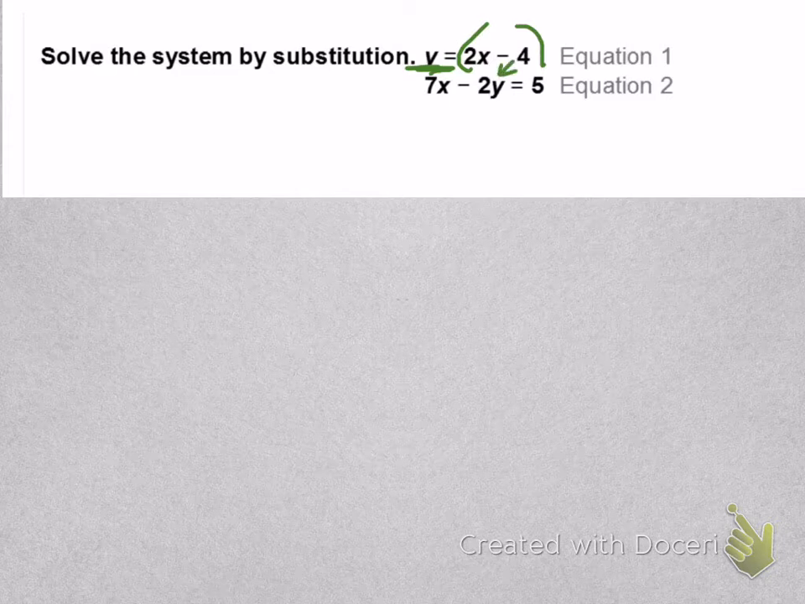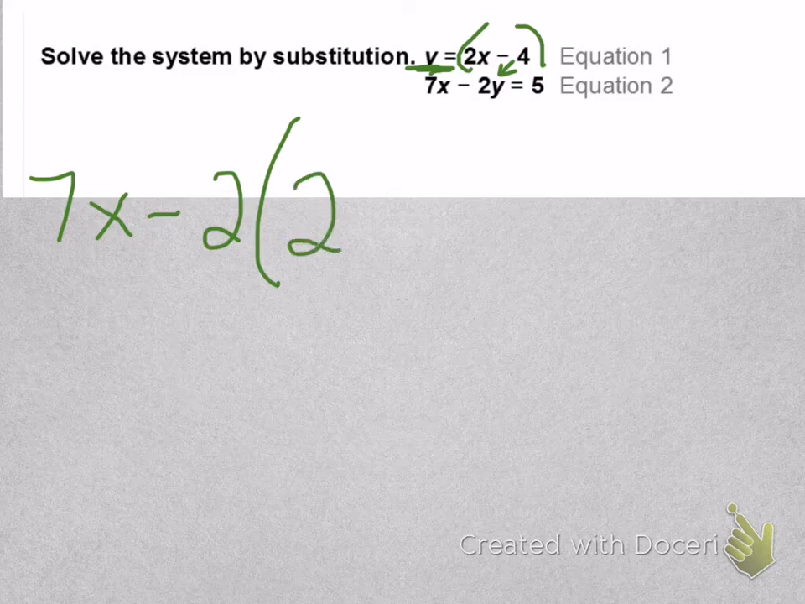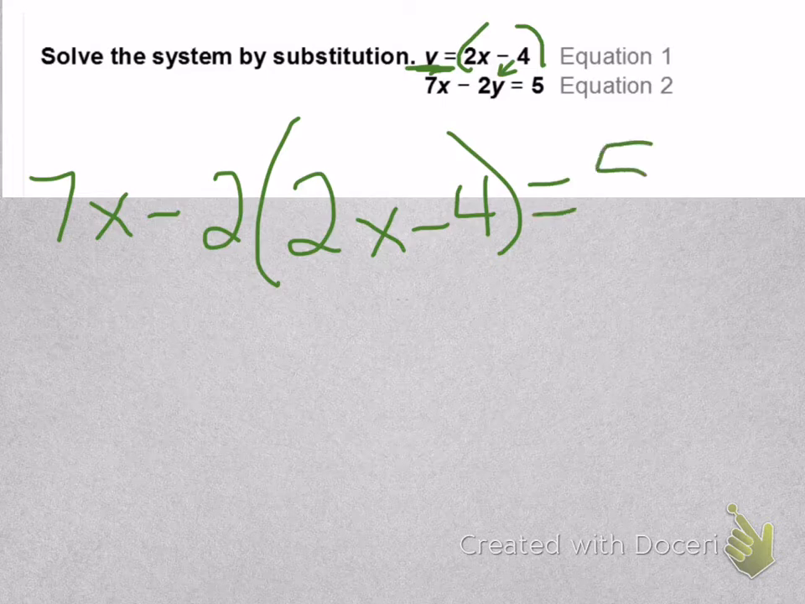y. So the second equation now looks like this: 7x minus 2 parenthesis. Now I'm going to plug all of the top part in for y. So 2x minus 4 goes in parentheses equals 5. So now we just eliminated the y variable. So we're just left with x's.